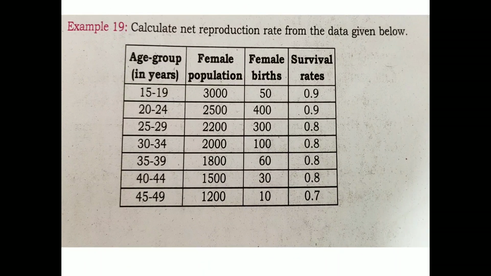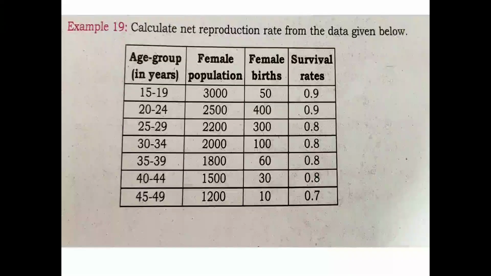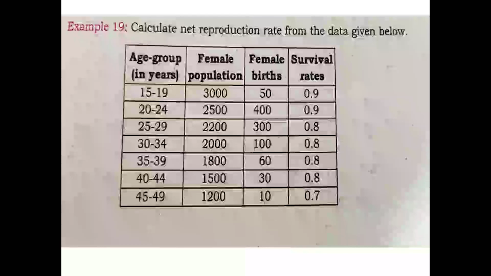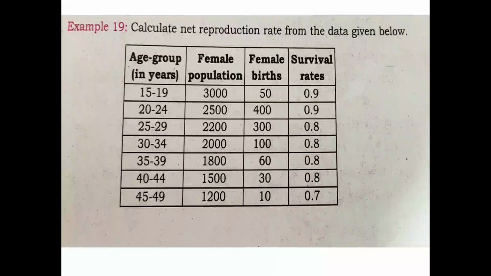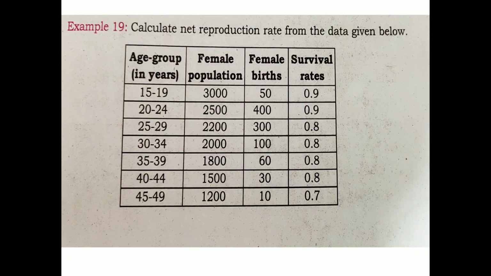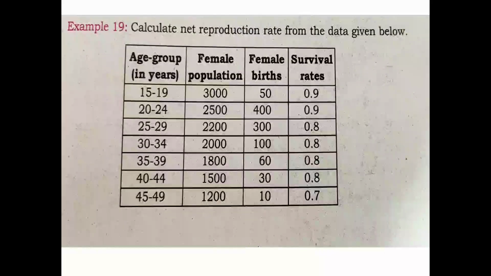Next we will move into the example problems. First we will calculate the net reproduction rate from the data given below. Now you see here one column is added with the survival rates. Age group is given in years, female population is given, female births are given, and survival rates are given.